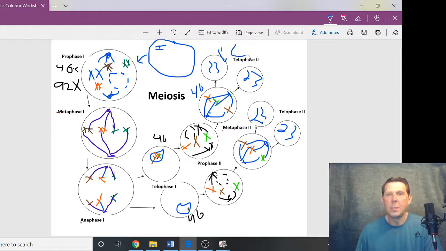So let's say this is... That's overdrawn. We'll get rid of that. So this is our salmon again. And this is the 23 from the dad and the 23 from the mom, salmon. They would combine together. You'd have one cell with 46. You'd have the full complement of genetic material.